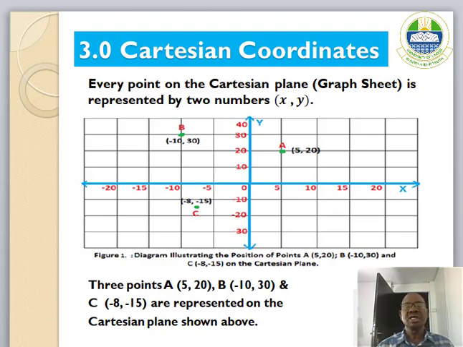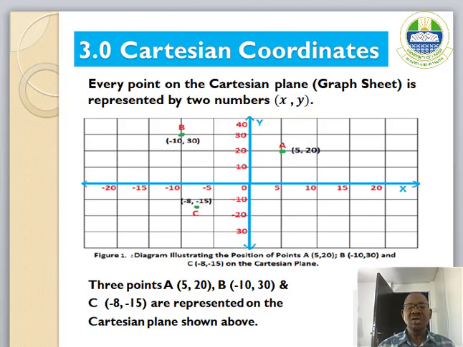Let us discuss the Cartesian plane and Cartesian coordinates. The Cartesian plane is a graph sheet, and for you to use it, the first thing is to draw the y and x axes. The y-axis is here. This is the positive part of y, and then this part is the negative part of y. This is the positive part of x, and on the left is the negative part of x.